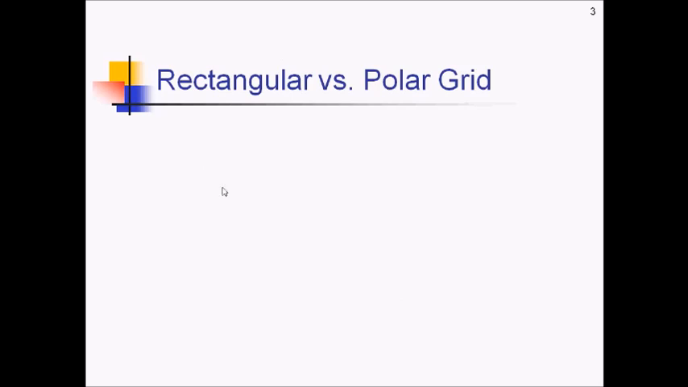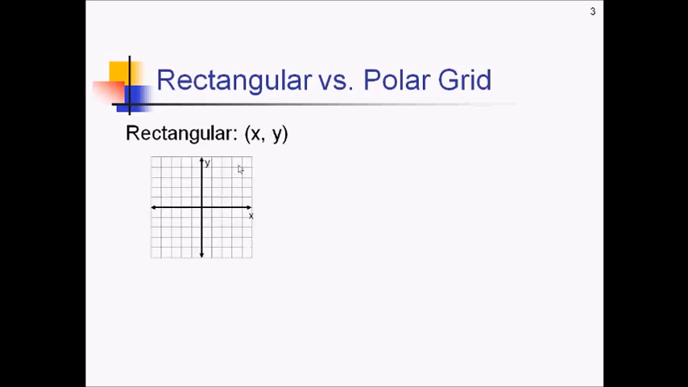The rectangular coordinates are the ones you've been using this whole time with x and y values. Looking at our x and y axis here, a point on one of these is just giving you the horizontal, that's the x, and the vertical, y, distance from an origin.